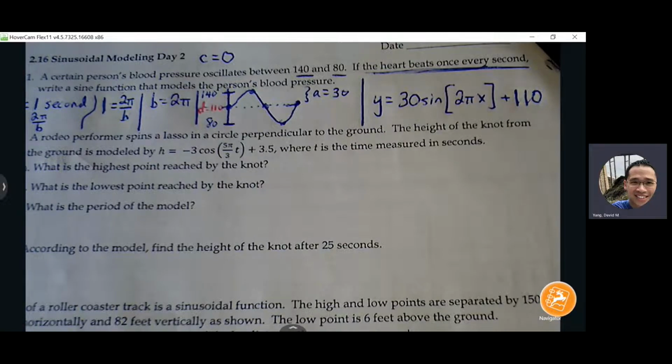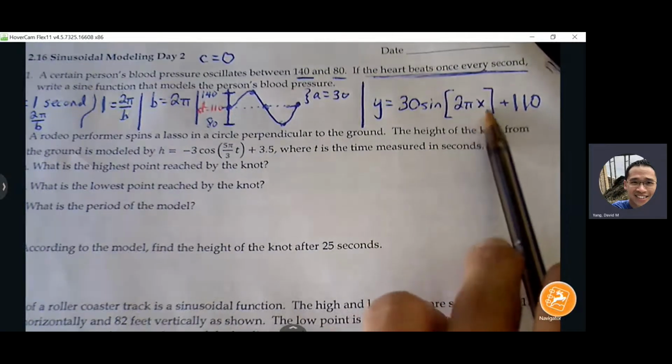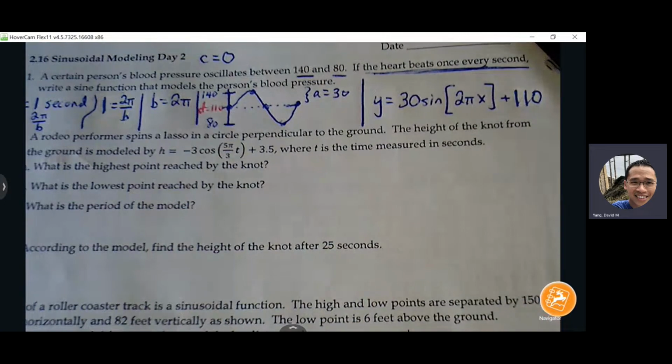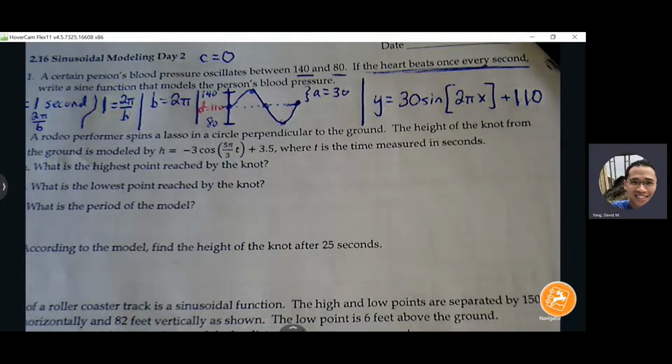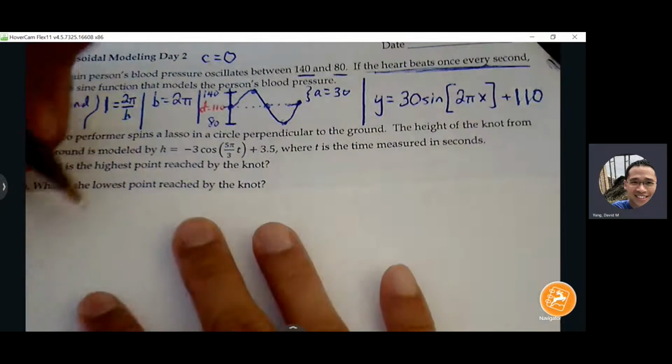Okay, number 2. Yes, that's right. You can use x, you can use theta, you can use whatever variable you want. That's fine. Sometimes I use t for time. So you have a lot of variations you can choose for whichever variable you want to use. Okay, so number 2, I'll put this on a separate sheet just so I can have enough room here.